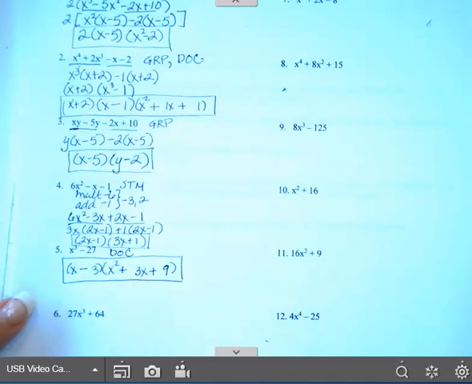Even though this is a square, if you've done a difference of cubes or sum of cubes, that will not factor.